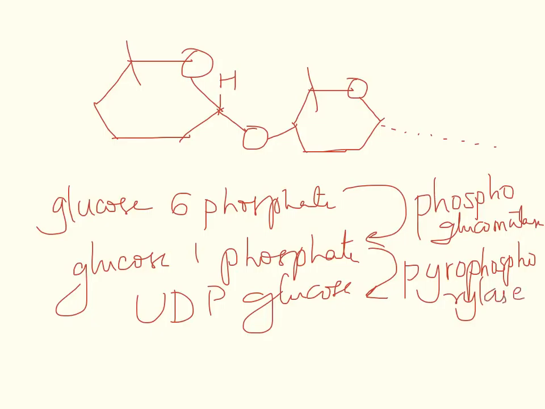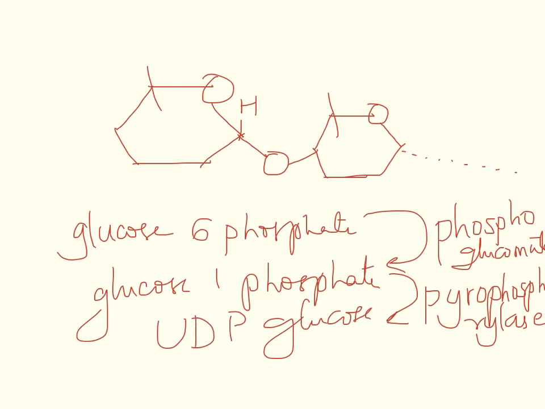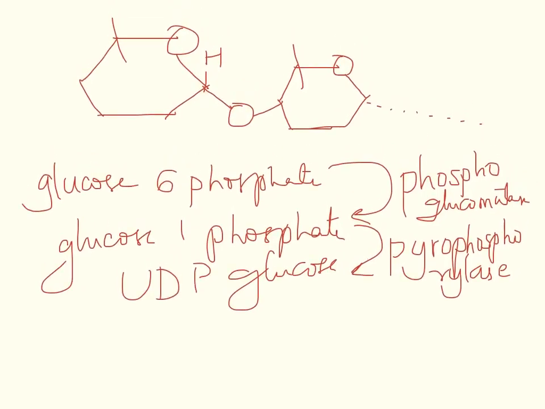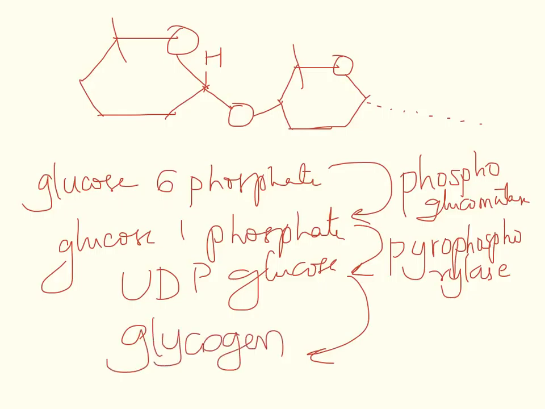And the UDP glucose will go through bond cleavage at the phosphate bond and form an alpha 1,4 glycosidic bond to give rise to glycogen, and the enzyme involved here is glycogen synthase.